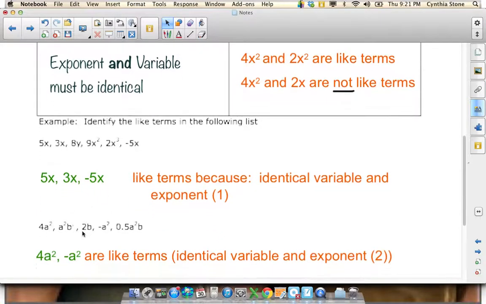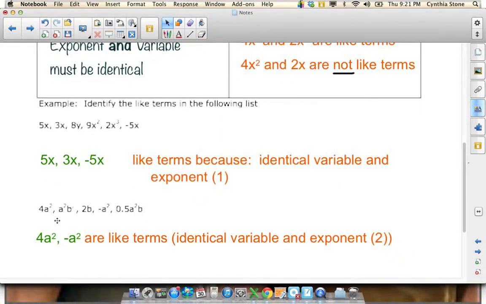Variable and exponent are identical. This one, 4a squared and negative a squared, right? Because the a squared b variable is different, right? The variable is not identical. 2b, obviously, is not the same because it doesn't have an a squared. It has to have the exact same variable and the exact same exponent. Okay?